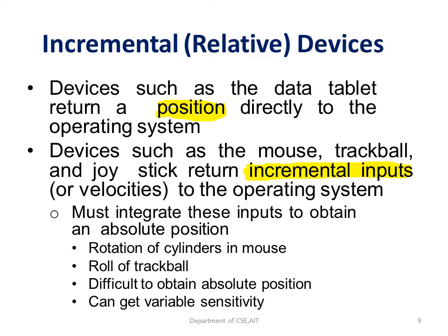So in this case, for some input devices, it will be difficult to obtain the absolute position. And because of the sensitivity of the device also, we may get some values which will not be very specific. So these are some of the limitations of the input devices which we have to consider when we are going to take the values from them.